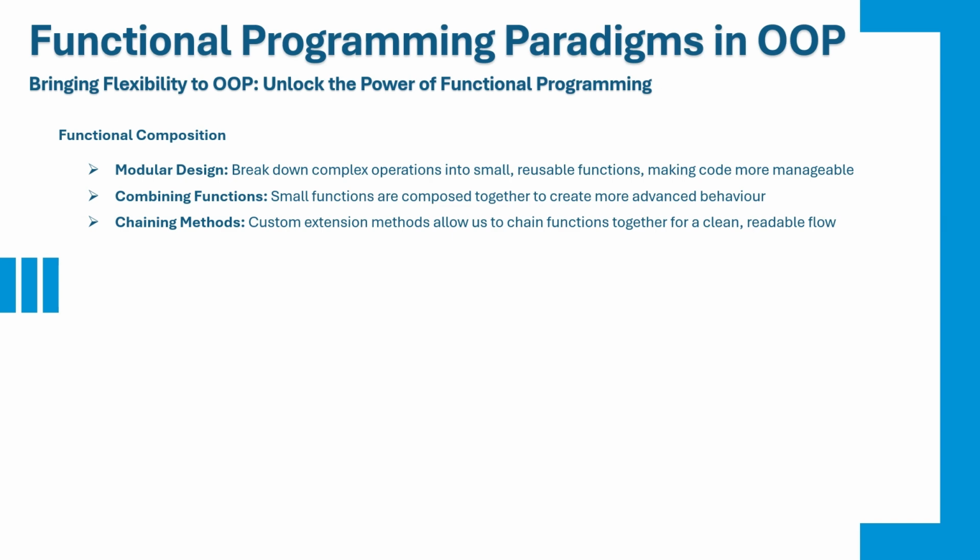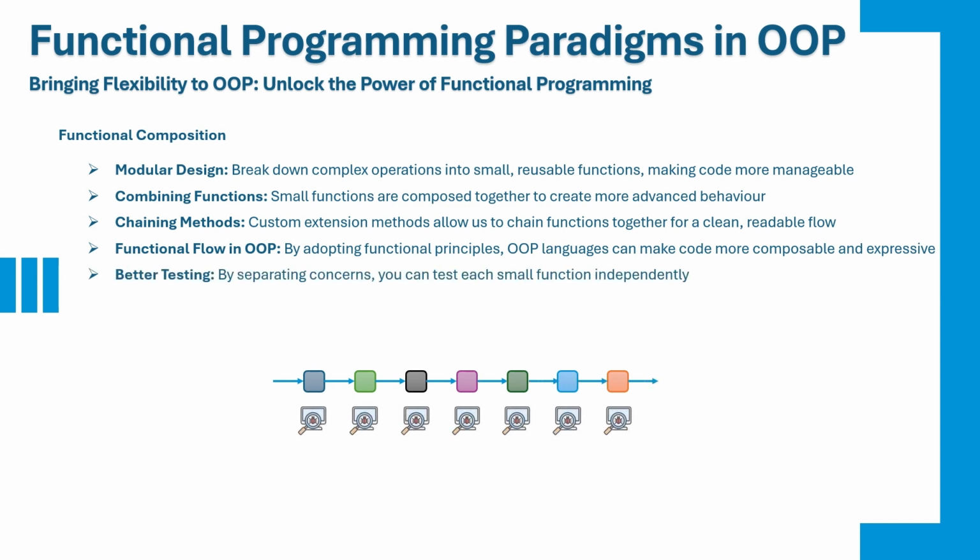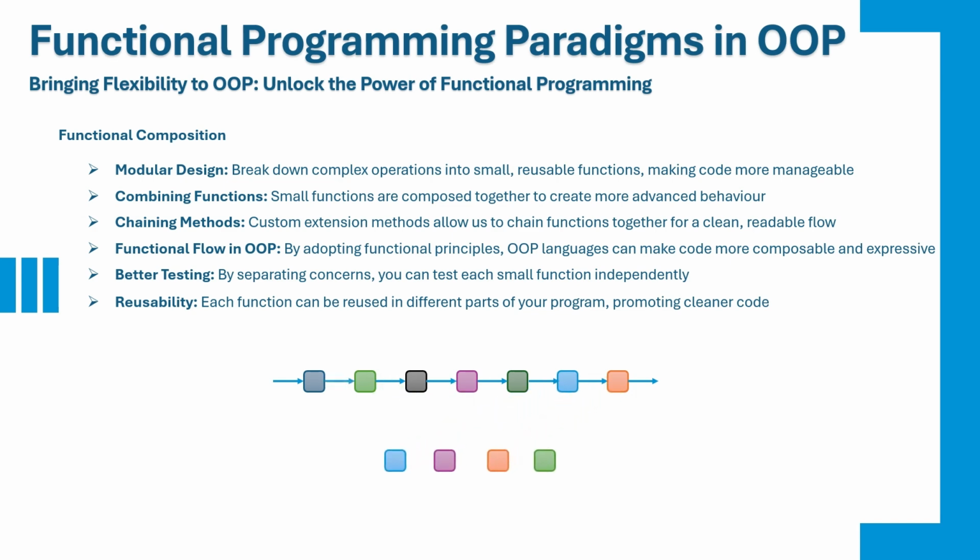Functional composition isn't just a theoretical concept, it's a practical way to make your code cleaner, more modular, and easier to maintain. By breaking down complex tasks into smaller functions, you reduce complexity and improve readability. Each small function can be tested individually, improving your code's reliability. Also, it improves code reusability as individual functions can be reused in different pipelines. And best of all, by chaining these functions together, you keep your code flexible and easy to update as requirements change.